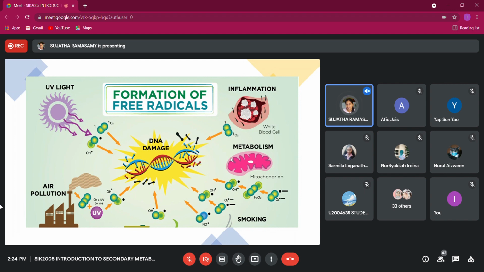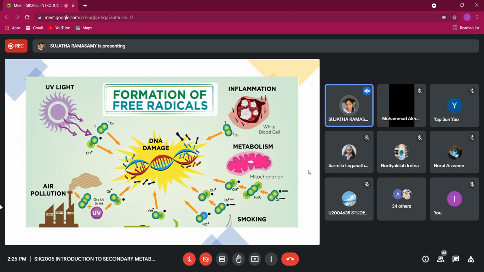But the problem now is we have been exposed to many other external factors. This is only the internal issue. Look at your surroundings. There is UV light, air pollution, inflammation taking place, cigarette smoking. All these produce free radicals. That's why we are very much exposed to free radicals. During your grandparents' times, they didn't care about free radicals because they were not exposed to all these factors. Now there are all sorts of them.